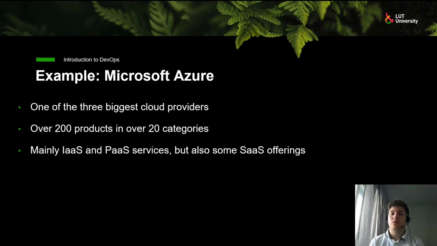And let's talk about Microsoft Azure a bit more in detail, since we are using it during this course. It is one of the three big cloud providers, and like I said, all of the three big providers have a large amount of services, and Azure, for example, has over 200 different services in over 20 categories. They are mostly focusing on the infrastructure as a service and platform as a service offerings, but they do also have some software as a service offerings on their platform.